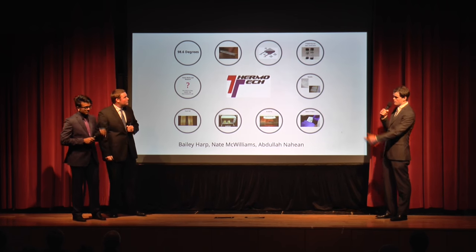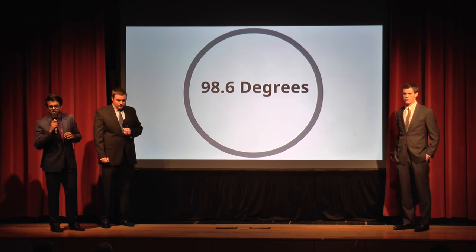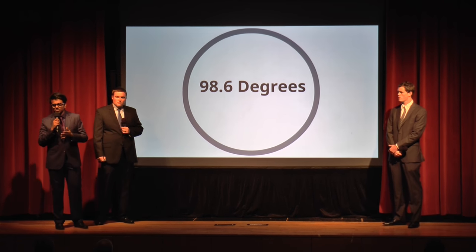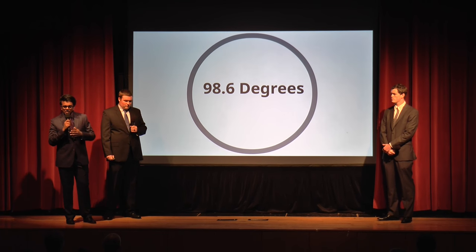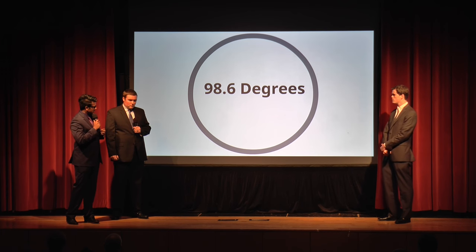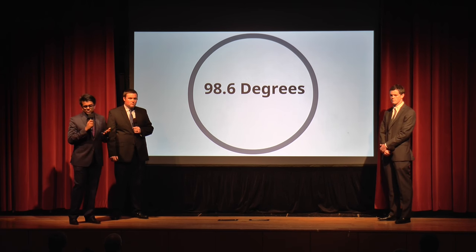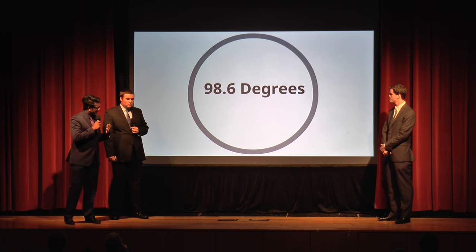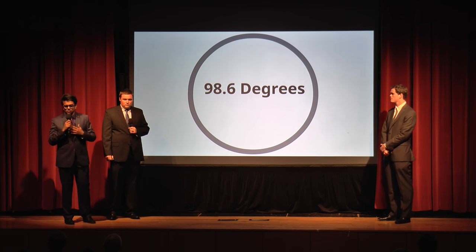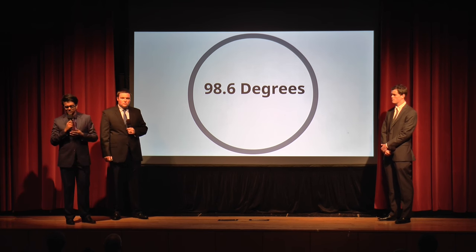This is Bailey Harp, and this is Abdul Naheem, and we are Thermotech. 98.6 degrees. That's the temperature that an average human body works at any given time. Albert Einstein said that energy cannot be created nor destroyed. And as we know, heat is also a form of energy. And most of the heat energy is just being wasted. And the human body is just one example of all the things around us that just waste heat energy.